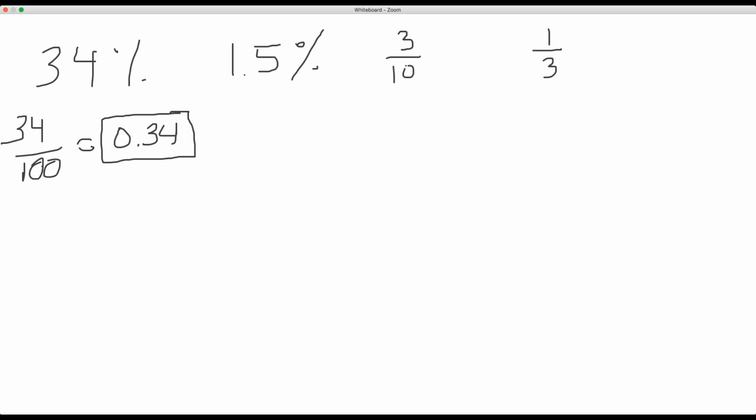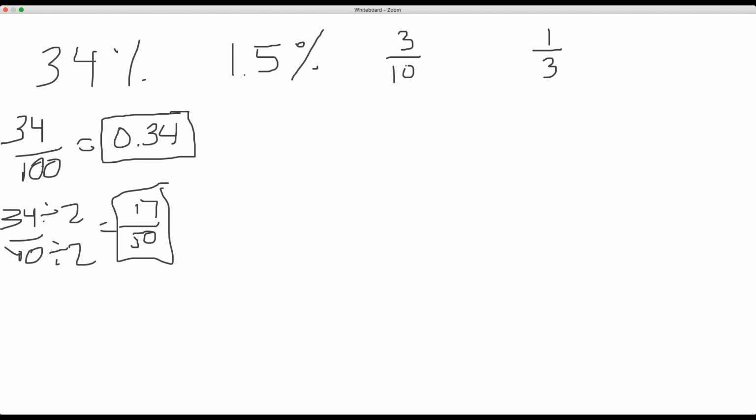You don't have your fraction yet because that fraction is not in simplest form. So what you must do is convert this fraction, the 34 over 100, into simplest form. And so how do you do that? You find a common factor that can go into both. So divide by 2, divide by 2. And so 34 divided by 2 is 17, and then 100 divided by 2 is 50. What does this mean? This means that 34% equals 0.34 equals 17 over 50.